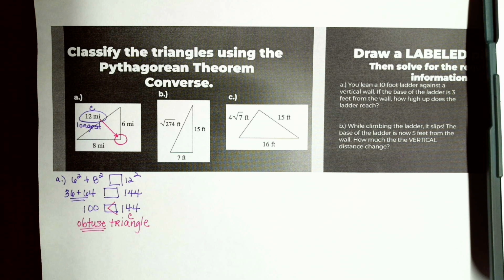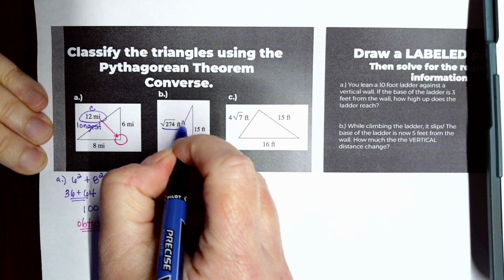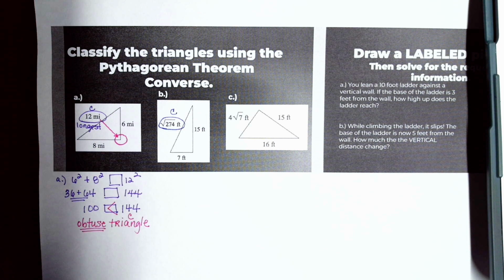All right, so let's look at this next guy here. We've got a 15, we've got a 7, and then you've got the square root of 274. So the square root of 274 is 16 and change, which is bigger than the other sides. So on this one, this side, okay, is going to represent our c. It's going to be our longest side on our triangle.